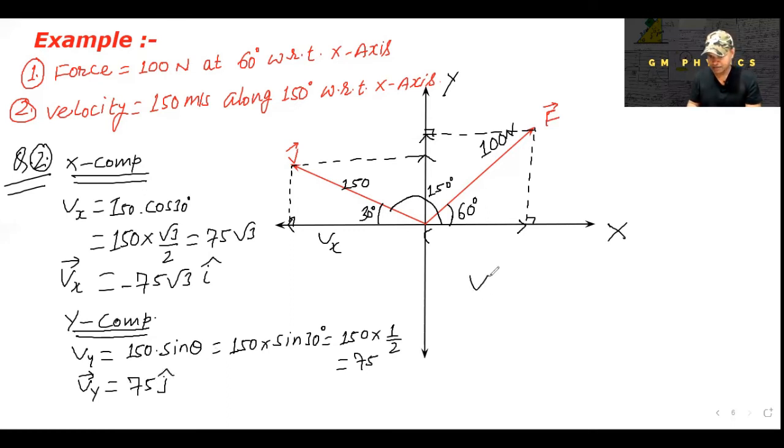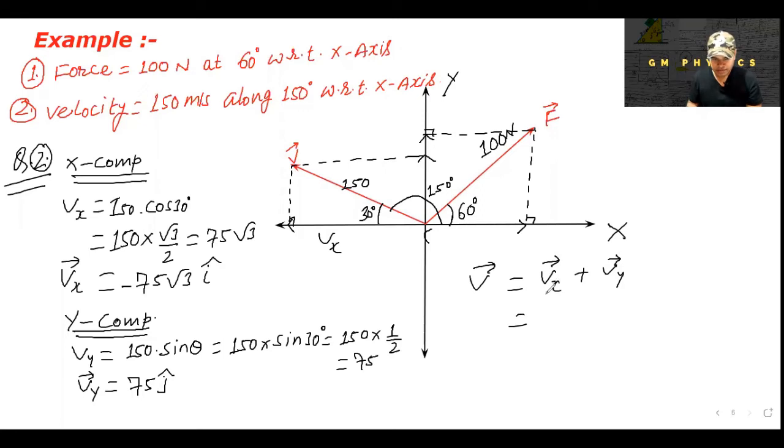So now we can express our velocity vector V vector as Vx i cap, or simply Vx vector, plus Vy vector, right?